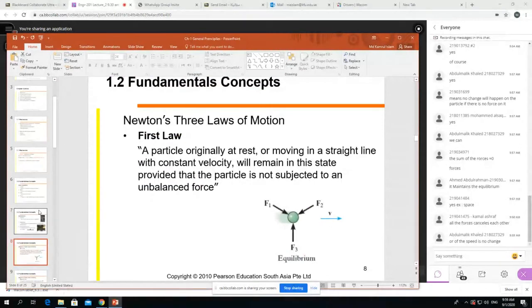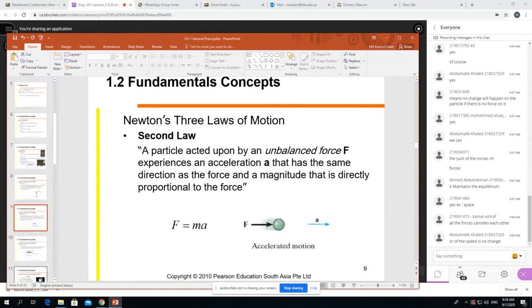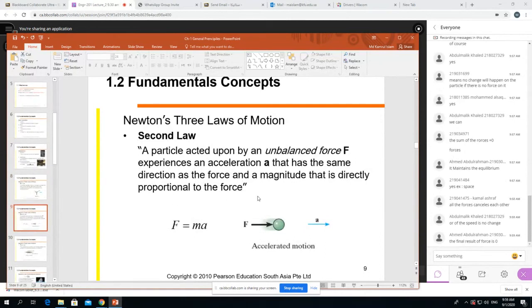Yes, the speed has no change. Abdul Malik Khalid is correct. All the forces cancel each other. Yes, it could be, but we learn that later on. Now Newton's second law: what is it? The final result of force is zero. Yes, correct. If zero, then it is statics.